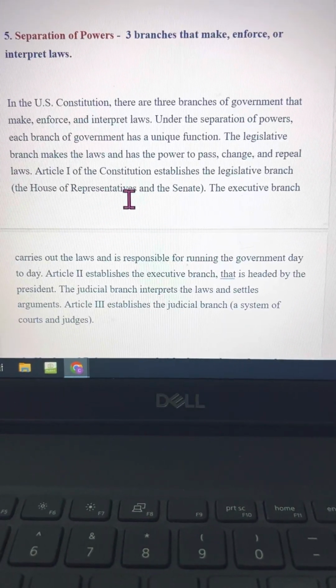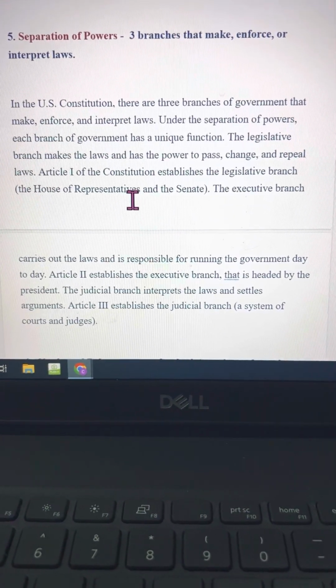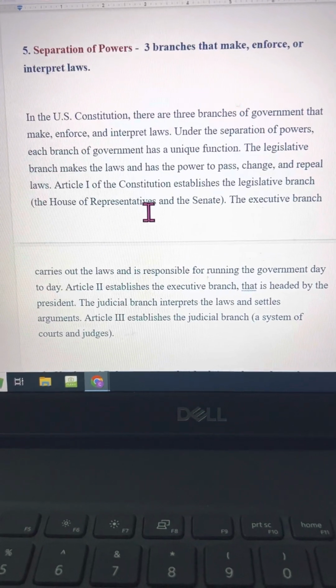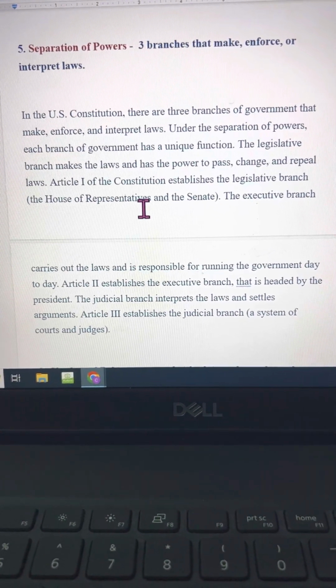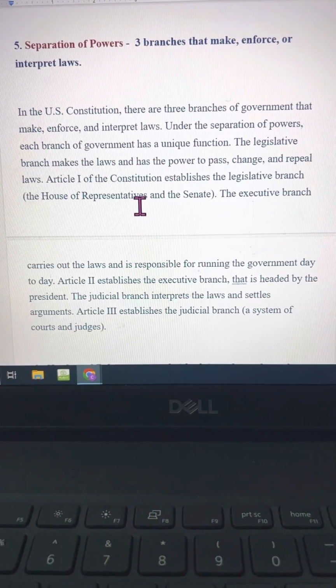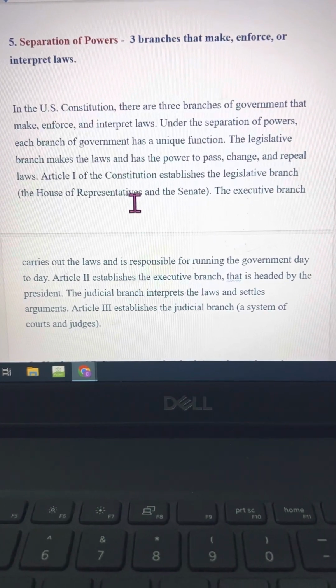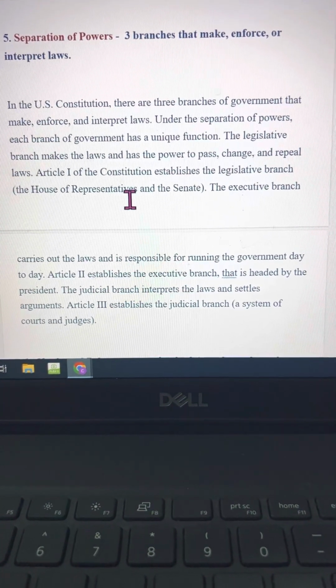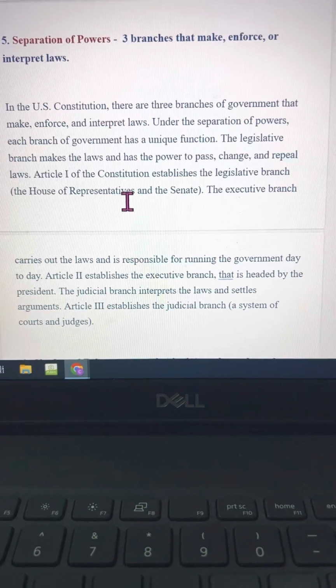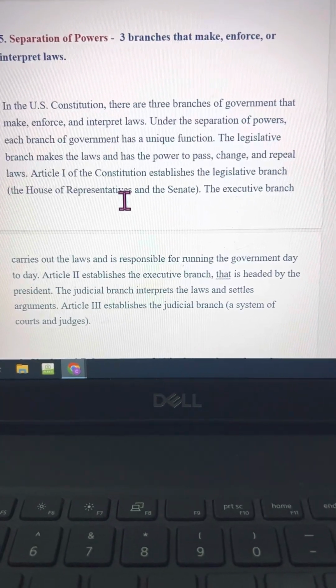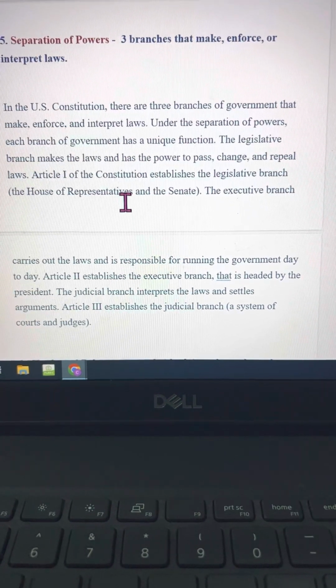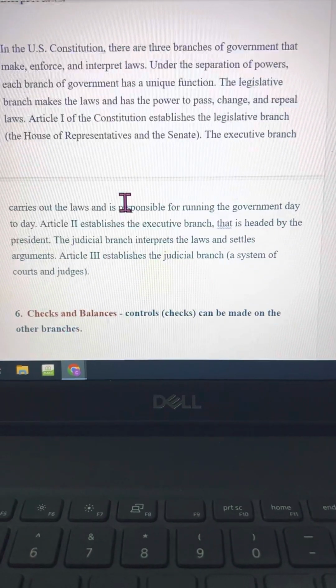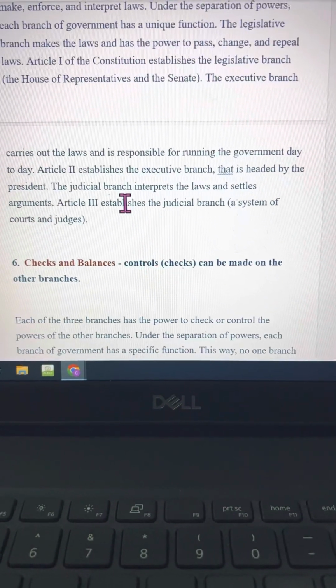Separation of powers, 3 branches that make, enforce, or interpret laws. In the U.S. Constitution, there are 3 branches of government that make, enforce, and interpret laws. Under the separation of powers, each branch of government has a unique function. The legislative branch makes the laws and has the power to pass, change, and repeal laws. Article 1 of the Constitution establishes the legislative branch, the House of Representatives, and the Senate.